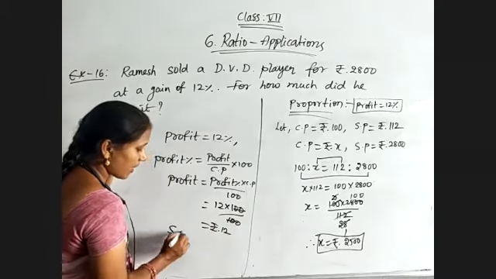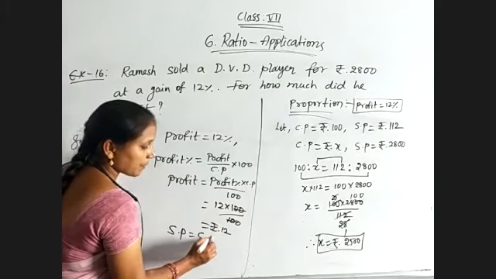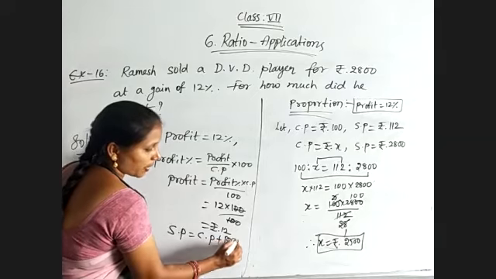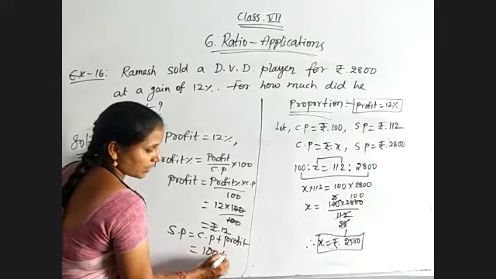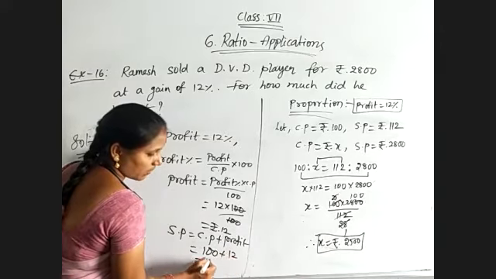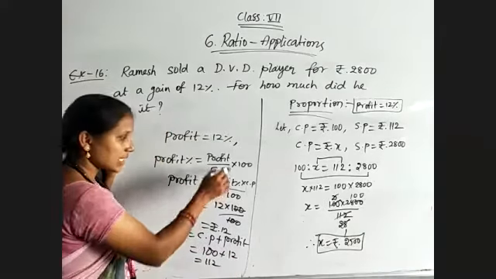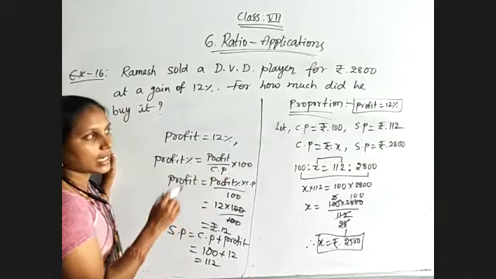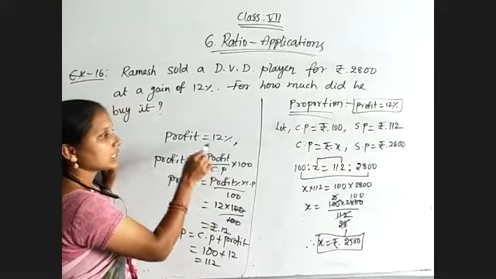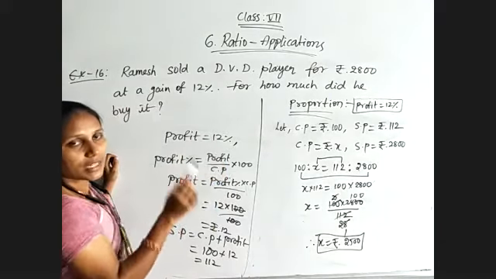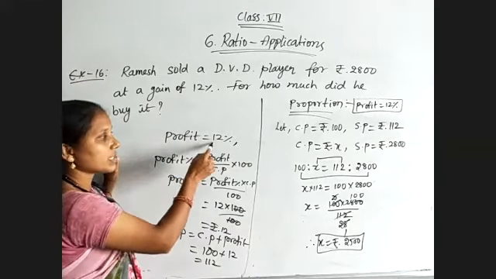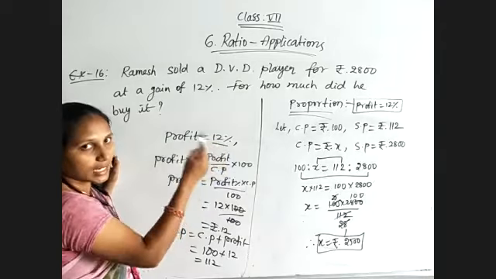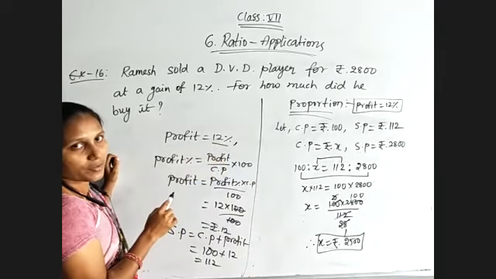And we have SP is equal to CP plus profit. That's why we are getting: CP is 100 rupees we have taken and profit is 12 rupees, which will be equal to 112. So instead of all these calculations, why do we directly write it? Because CP is 100, when you take 100, the percentage is also 100 only. Whatever percentage they are given, that amount only will become the profit.